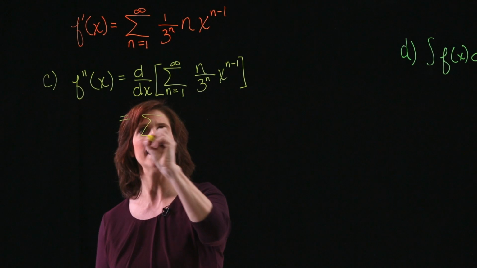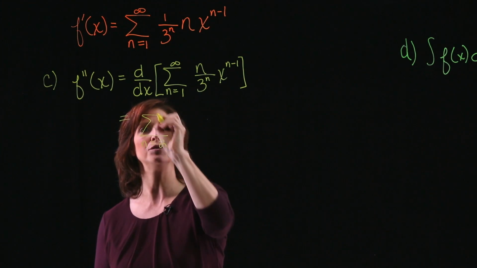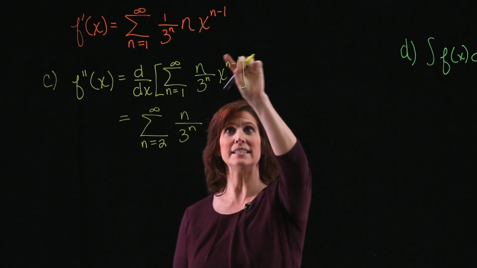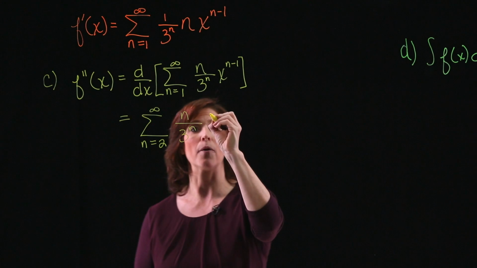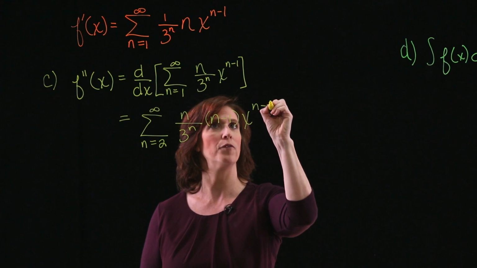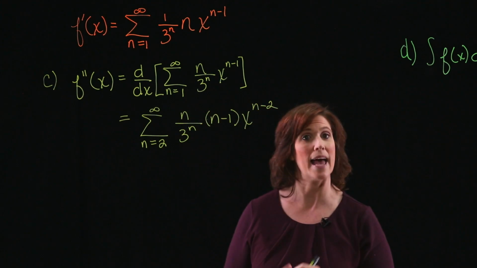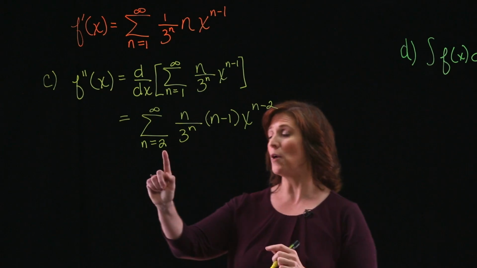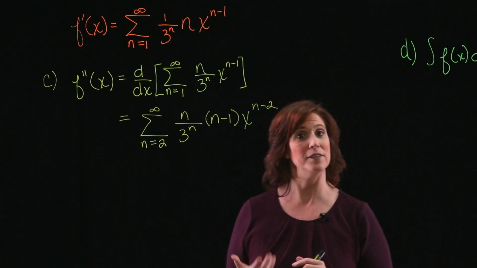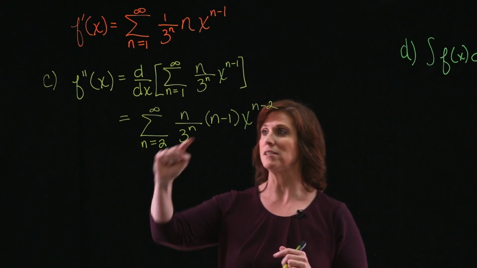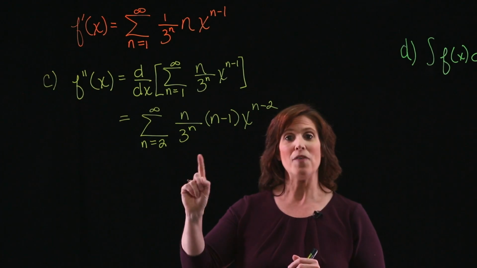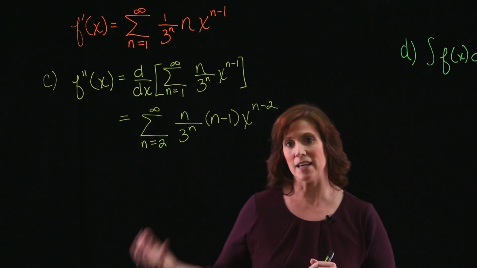So I will have my sum going from n equals 2 to infinity of n all over 3 to the n. I need to differentiate the x to the n minus 1 power, so I'll bring down the n minus 1, copy over the x, and subtract 1 from the exponent. That gives you x to the n minus 2 power. Again, I'm starting at 2 now, because when n equals 1, this will be a constant, and the derivative is 0. So that term is not included in my second derivative. I know that the interval of convergence is going to be similar to the intervals that I had before.